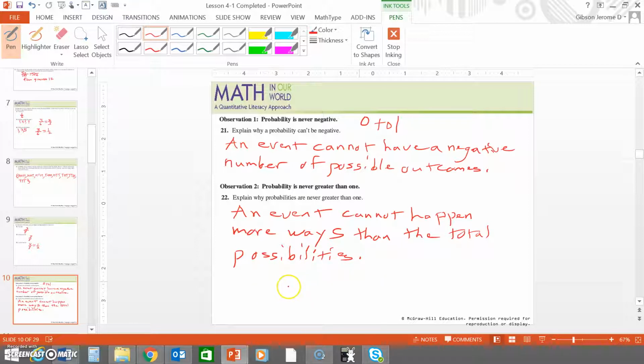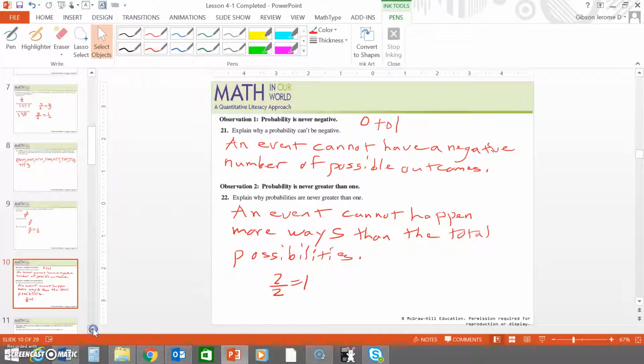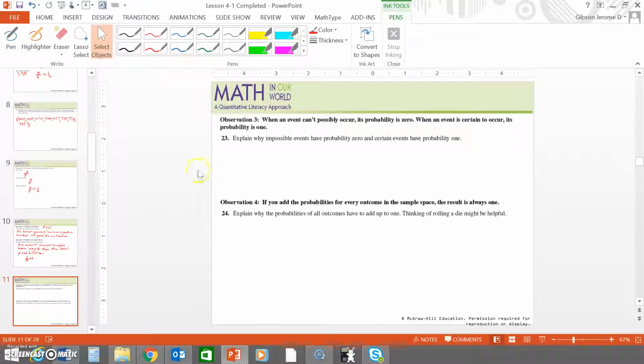Because I'm going to do a little example here. We know when you flip a coin, there's only 2 possible outcomes. So if you get both of the outcomes, it'll just be 2 out of 2, which is 1. You can never get higher than the total amount of outcomes. So just remember that. All right, now we move on to problem 23 and 24.